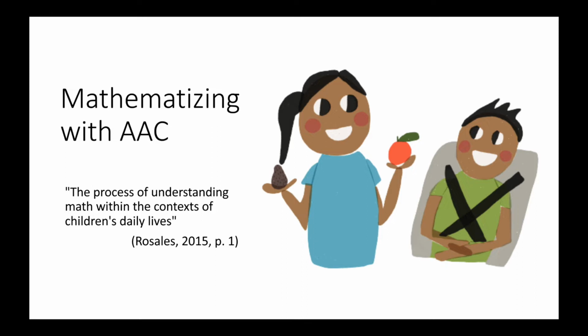Alan's mom was using words like how many, big, small, and heavier, which was a way to infuse math into their real life. So mathematizing is a way to promote mathematical thinking while modeling math vocabulary, while you're doing something meaningful, just like in your everyday life.